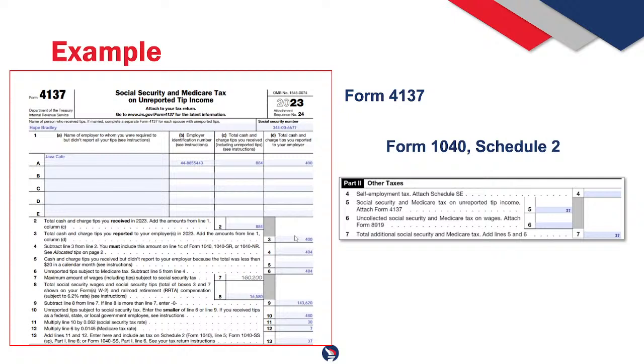So here's an example of a filled out 4137 for Java Cafe: the employer identification number, the total tips that you received, the total reported to the employer, so you can make up the difference, and then you find out that we're going to owe an extra $37 in this case in Social Security and Medicare taxes.